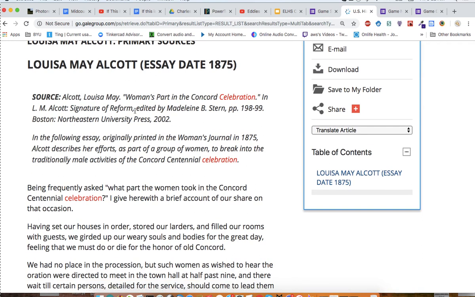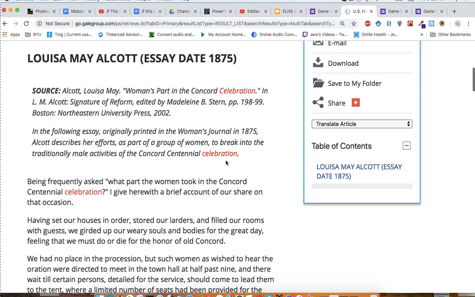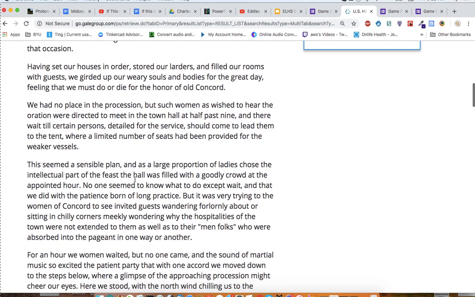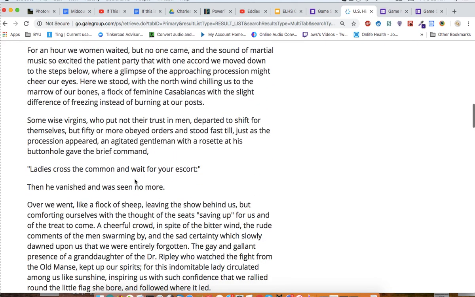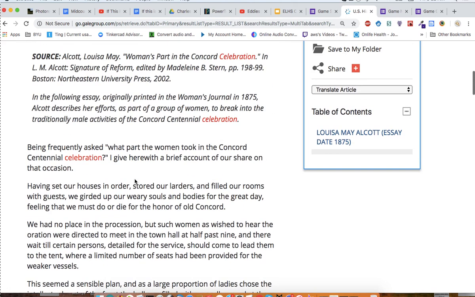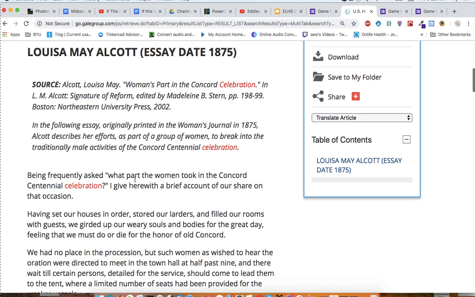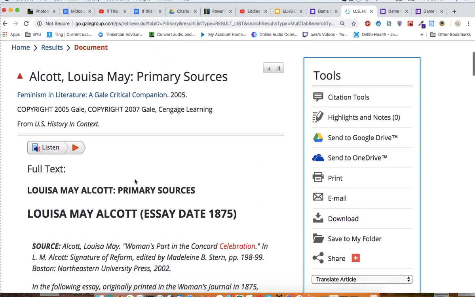And we can see right here, she is concerned about women taking part in the Concord celebration, the centennial celebration in Concord, which would be Concord, Massachusetts. And if we read down here further, we can see Boston, because Concord is in the greater Boston area. And we can see her essay here and get a feel of the celebration and the culture going on at that time. So this looks very promising.